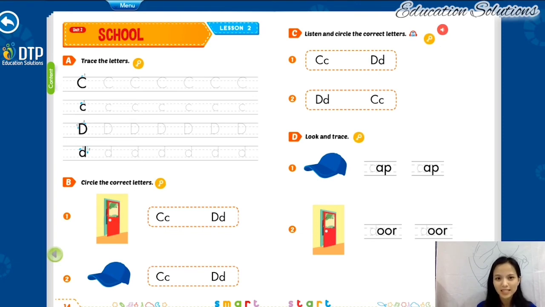What is it? Door. Very good. So, we will circle the letter D. And number 2, which letter? Letter C. Well done. Okay, let's say cap. Very good. Let's move to C. Listen and circle the correct letter.